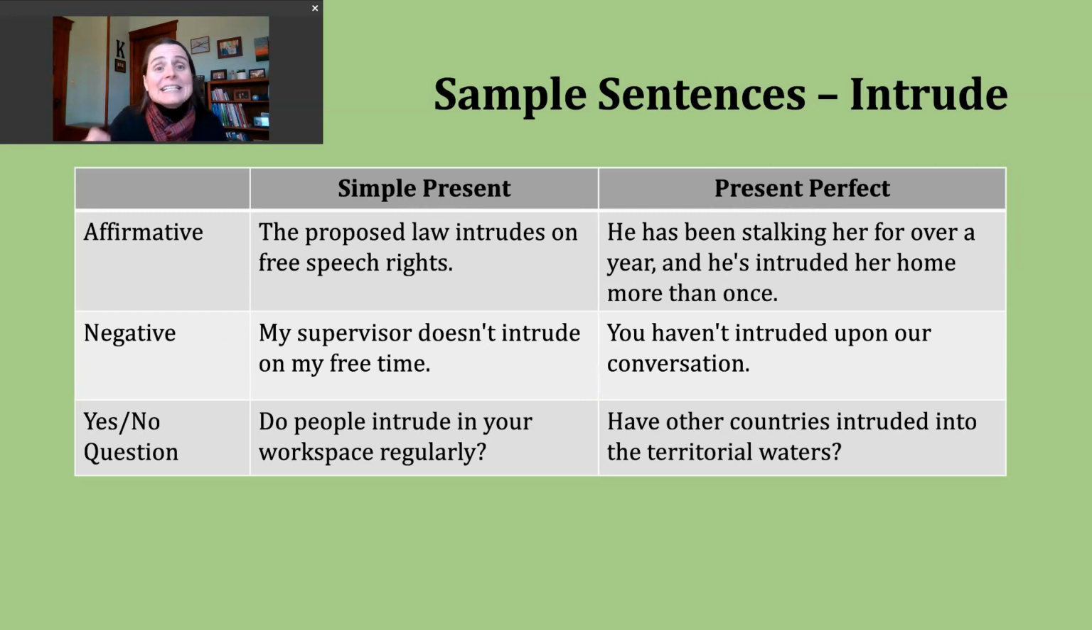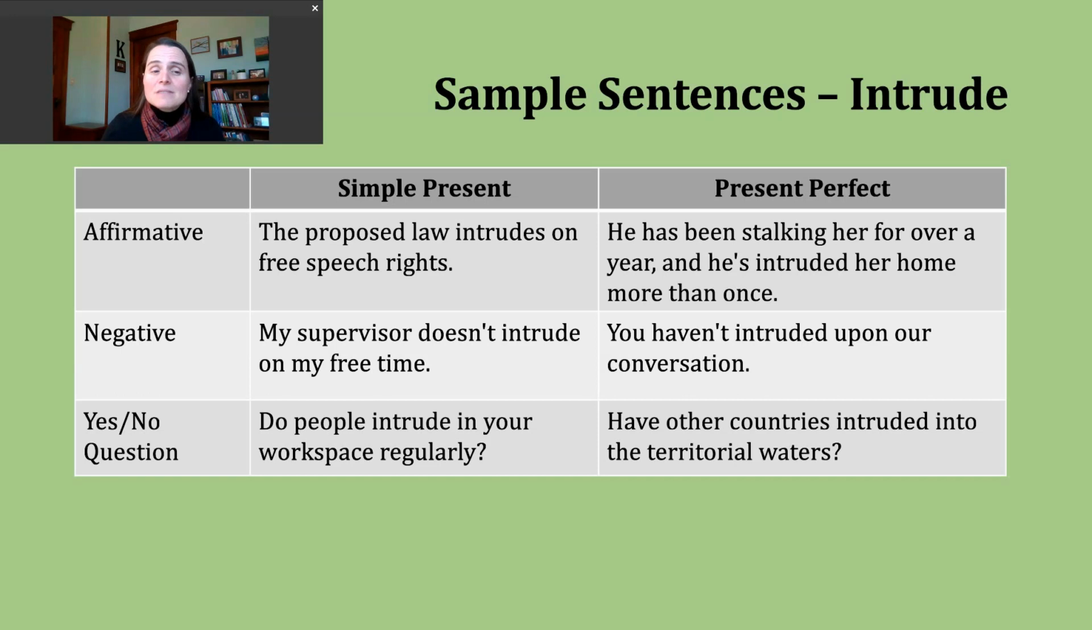The thing about making sentences in the simple present is that we must pay attention to our subject. If the subject is I, you, we, or they, then I'm just going to use the base verb to make a positive sentence. But if the subject is he, she, or it, I'm going to add an S to the end of the verb.